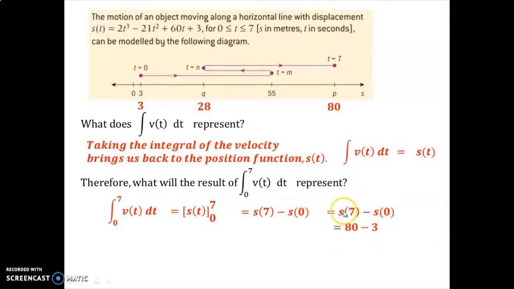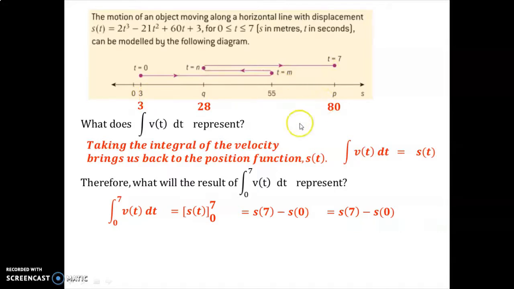So s of 7 we know is 80. That's the position of the particle at time 7. S of 0 is 3. So what is the difference between those? Well, the difference between those is 77. That means the object has a displacement of 77 from here to 7. So from the beginning of its motion to the end of its motion, it has a total displacement of 77.